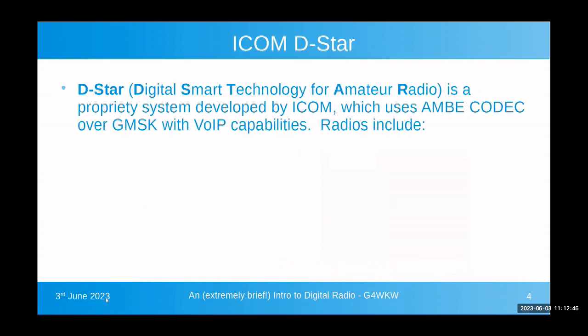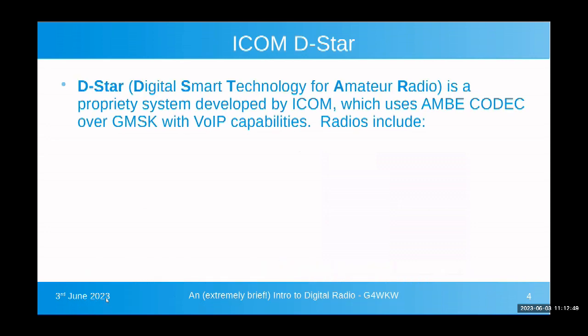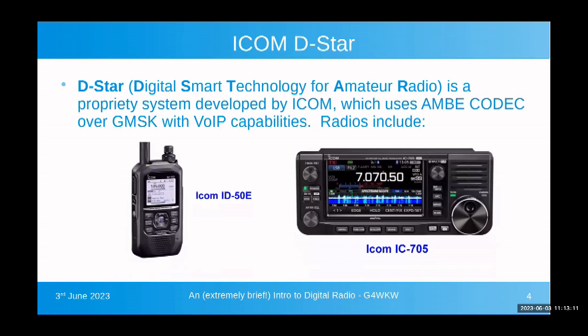D-Star stands for Digital Smart Technology for Amateur Radio, and it uses a particular codec called AMBE, which is a vocoder to translate between analog voice and digital. A couple of radios are shown there: a handheld one, an ICOM ID-50E, and of course the new ICOM 705, which has D-Star as part of it.